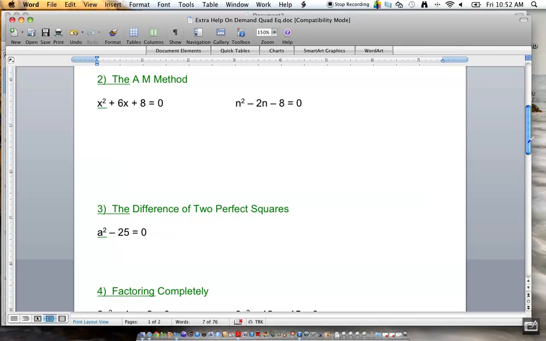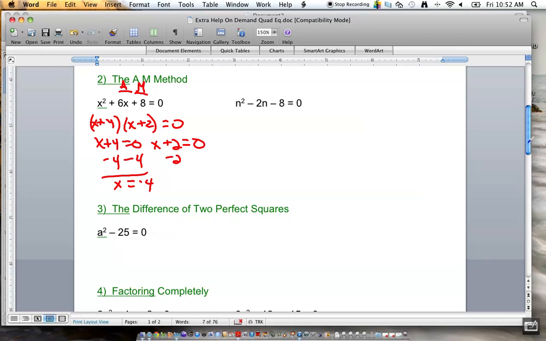Now, the AM method. Remember, that means add, multiply. And remember, we always start by multiplying out to 8. So what two numbers multiply out to 8, add up to 6? Now, if you're not good at that, you should watch the video on how to factor. That's not what I'm teaching now. Watch the video on that, you'll get it down pat. You should be able to factor, and if you do, you'll realize that this is (x plus 4) times (x plus 2) is 0. Maybe it's the guy or the factor on the left. Maybe it's the guy or the factor on the right. Minus 4, x is negative 4. Minus 2, x is negative 2.